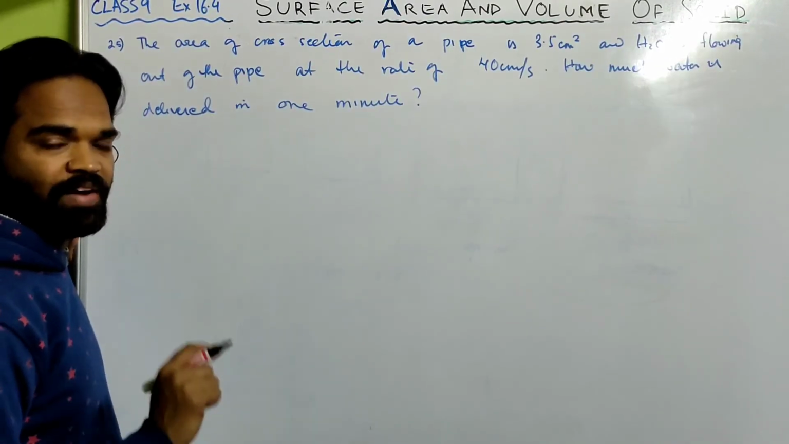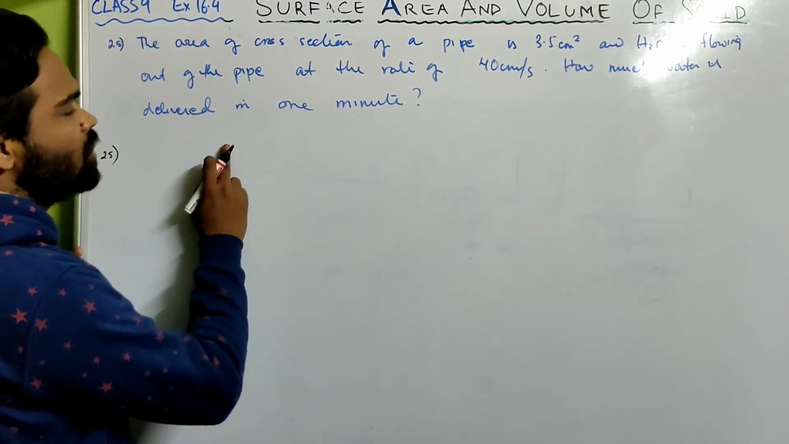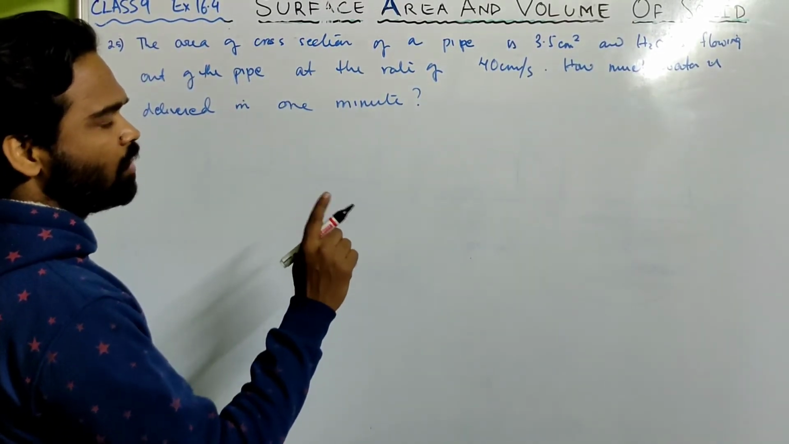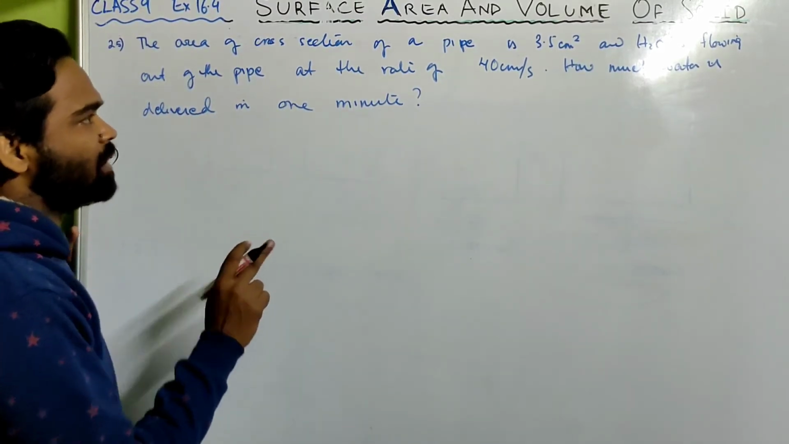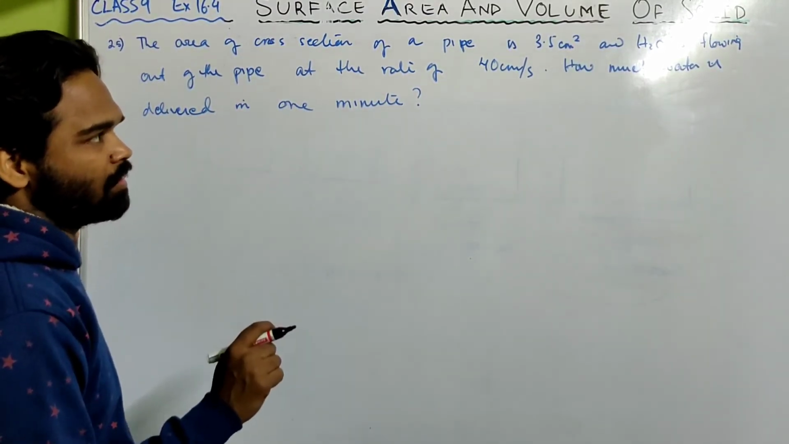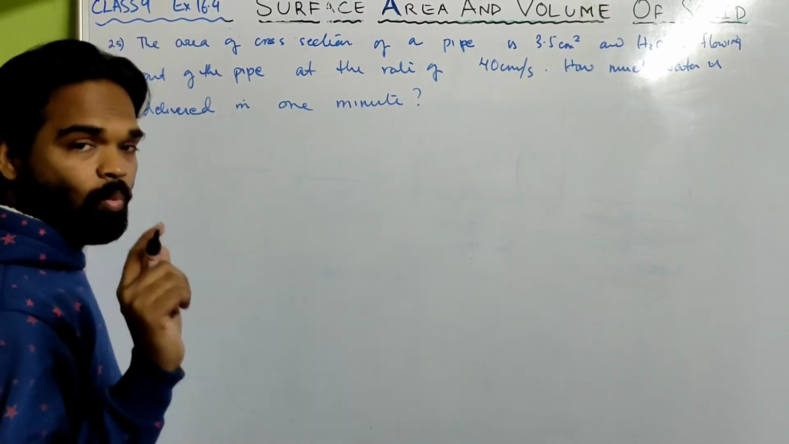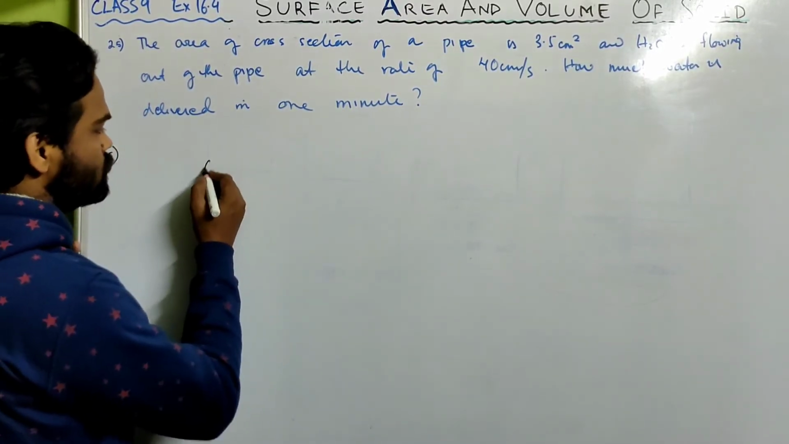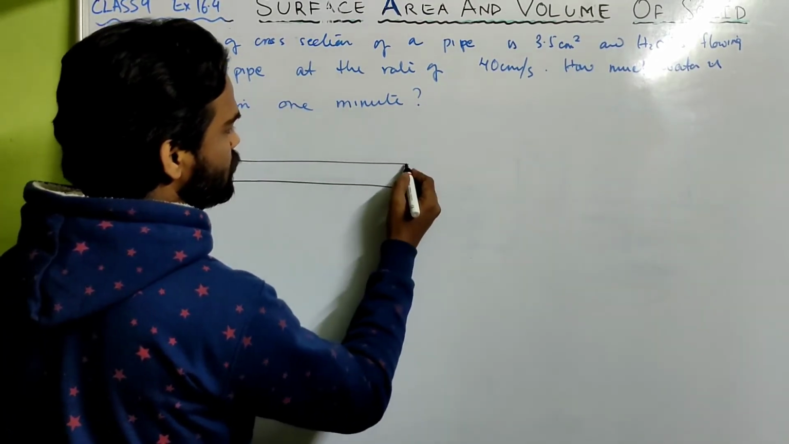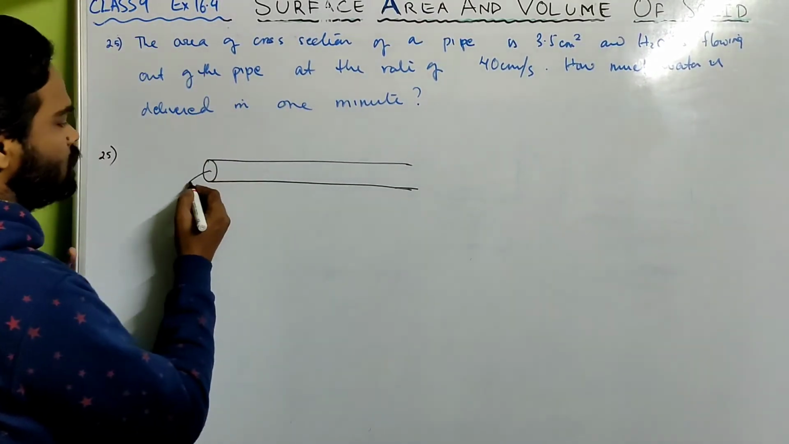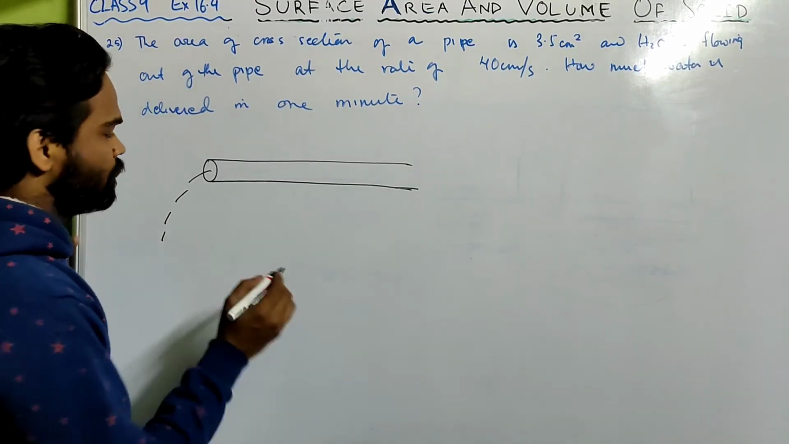Now look at sum number 25. Very interesting. The area of cross section of a pipe is 3.5 centimeters square and water is flowing out of the pipe at the rate of 40 centimeter per second. How much water is delivered in 1 minute? Suppose most of the pipes are cylindrical in shape. Suppose water is flowing through this pipe.